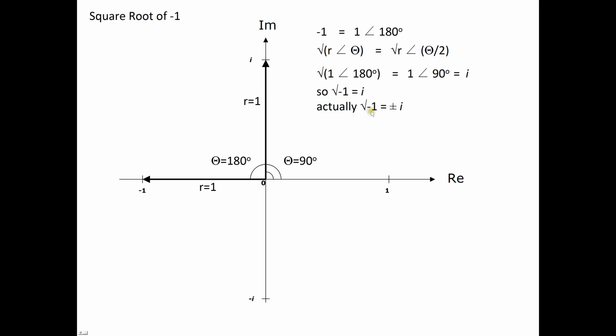Actually, the square root of minus 1 is plus or minus i, because we can imagine another imaginary number with a magnitude of 1 and a phase angle of 270 degrees. If we do the same thing to take its square root, we would see that the magnitude of the answer would again be 1, but the phase angle, if we multiply that by itself, would be 270 degrees plus another 270 degrees, which would get us back to minus 1.